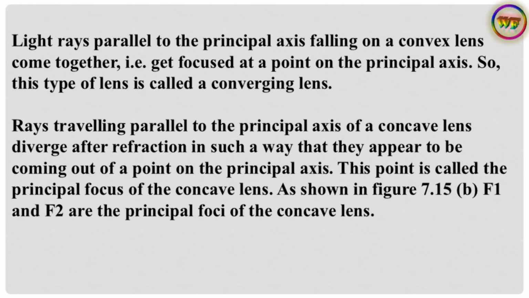Rays traveling parallel to the principal axis of a concave lens diverge after refraction in such a way that they appear to be coming out of a point on the principal axis. This point is called the principal focus of the concave lens. As shown in figure 7.15b, f1 and f2 are the principal foci of the concave lens.